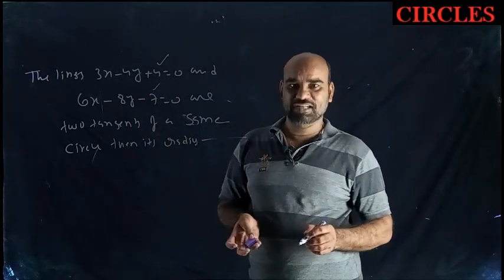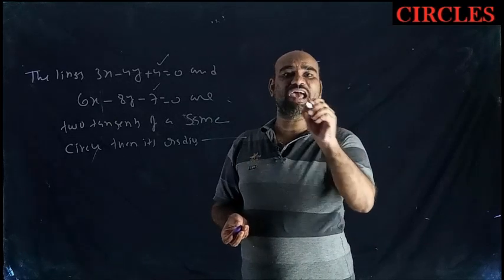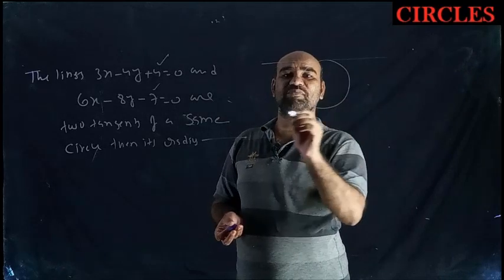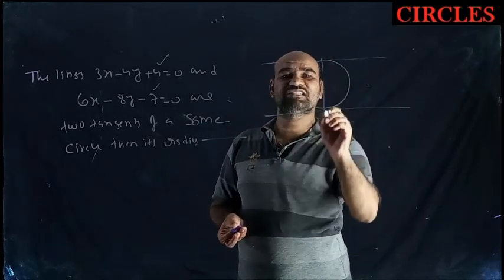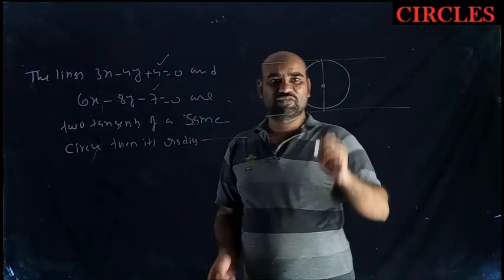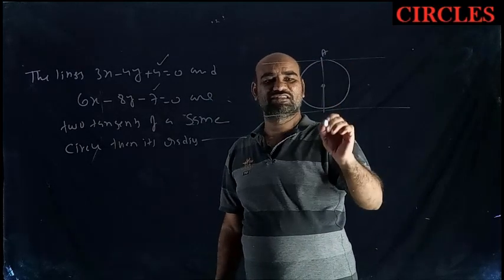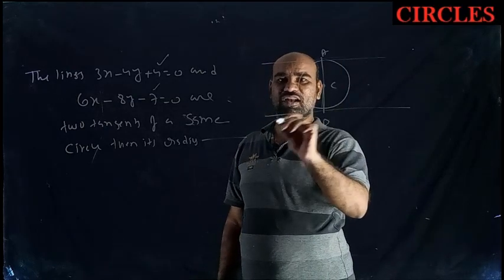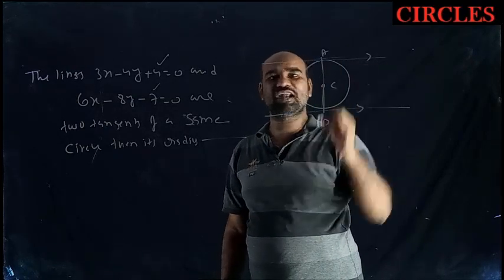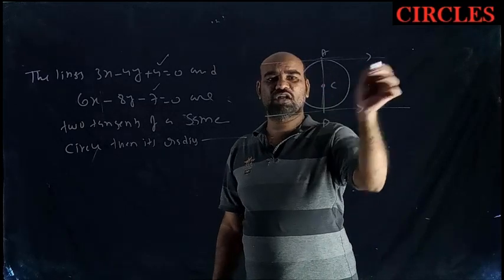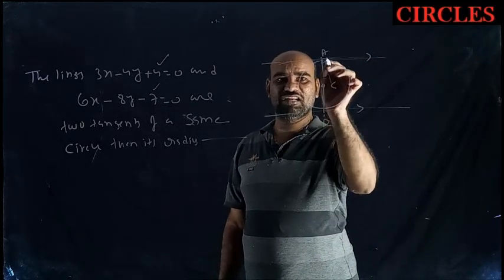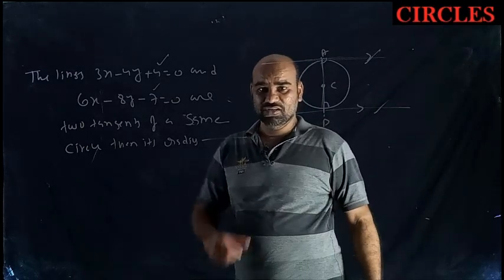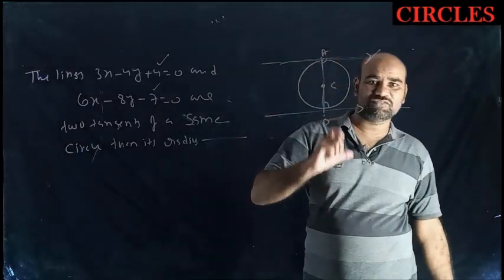Two parallel tangents. Parallel tangents for the same circle can be drawn through the extremities of a diameter. Understood? For example, AB is the diameter of the circle, C is the center. Through A you can draw a tangent, through B you can draw a tangent. Those two are parallel to one another. Easily you can prove it: these two are two lines with a transversal, here 90, 90, so co-interior angles are supplementary. So these two are parallel. That's why through the extremities of a diameter you can draw two tangents which are parallel to one another.